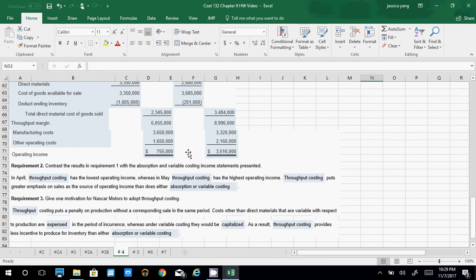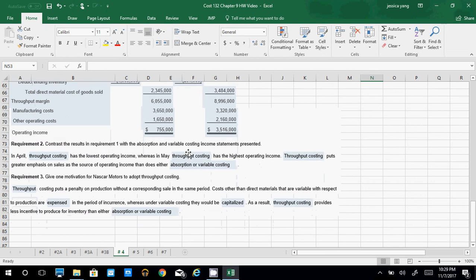In April, throughput costing has the lowest operating income, whereas in May, throughput costing has the highest operating income. Throughput costing puts greater emphasis on sales as a source of operating income than does either absorption or variable costing. Give more motivation for NASCAR Motor to adopt throughput costing.